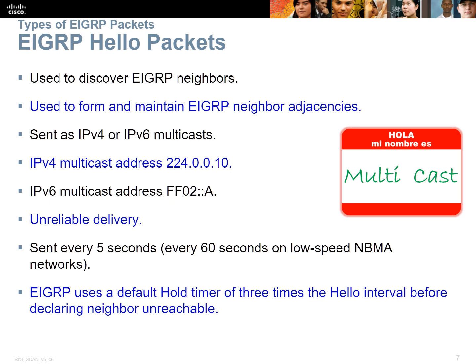Hellos are sent every 5 seconds by default on normal networks, unless you have a slow link. So if you've got a 1.5 meg link or slower on a non-broadcast multi-access like frame relay, then the hellos are sent every 60 seconds. And the default hold timer is 3 times the hello interval. So if two routers have an adjacency and they haven't spoken for 15 seconds, they will realize that there's a problem and the adjacency will be broken.